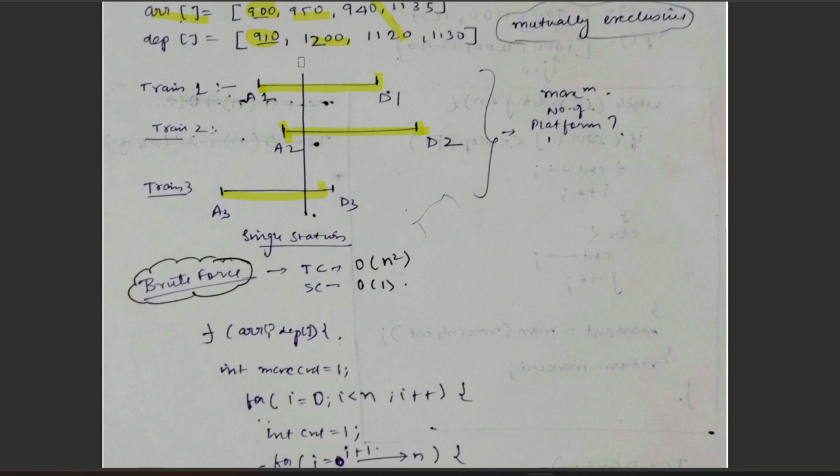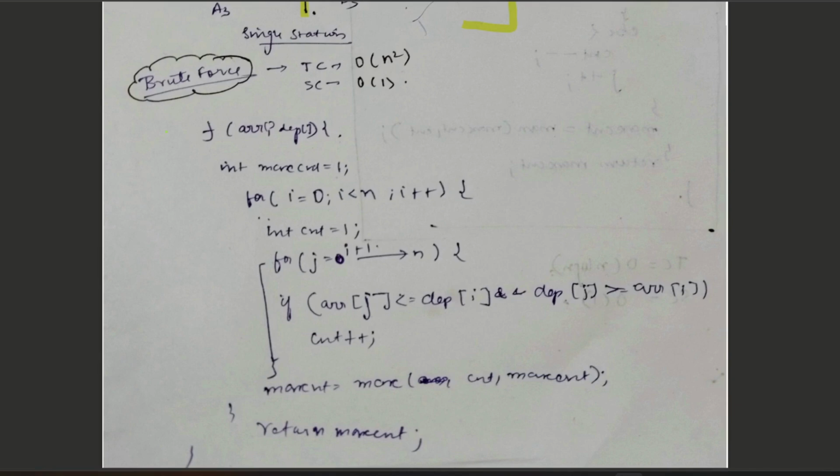So there's a coinciding point where the three trains are at the station at the same time. So it means that in this case we have to have at least three platforms so that all the three trains can stand accordingly. So we have two approaches for this problem.